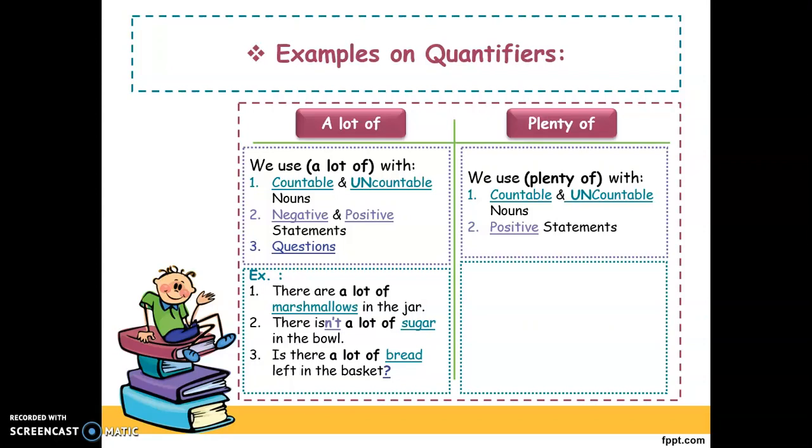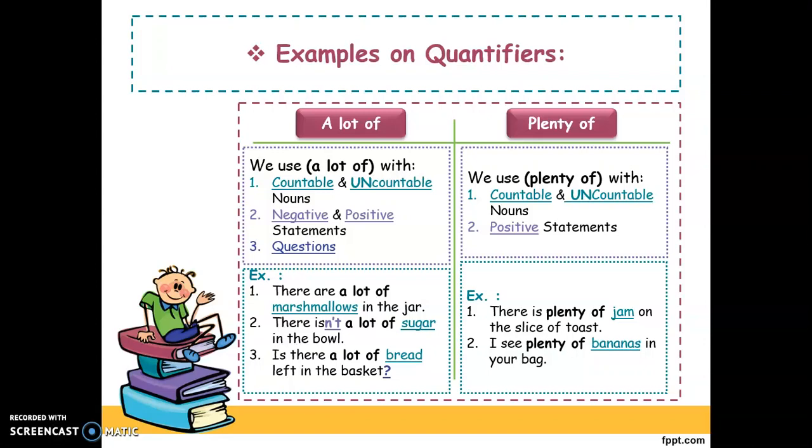What about examples of sentences using plenty of? Number 1, there is plenty of jam on the slice of toast. So it is a positive statement since we don't see any sign of not, and since the sentence ends with a full stop and not a question mark, it is a statement, not a question. And we are using it with an uncountable noun, which is jam. Remember when we said we called jam an uncountable noun because it was sort of like a sauce, sort of like ketchup, sort of like mayonnaise. You can't really count the particles making up jam.